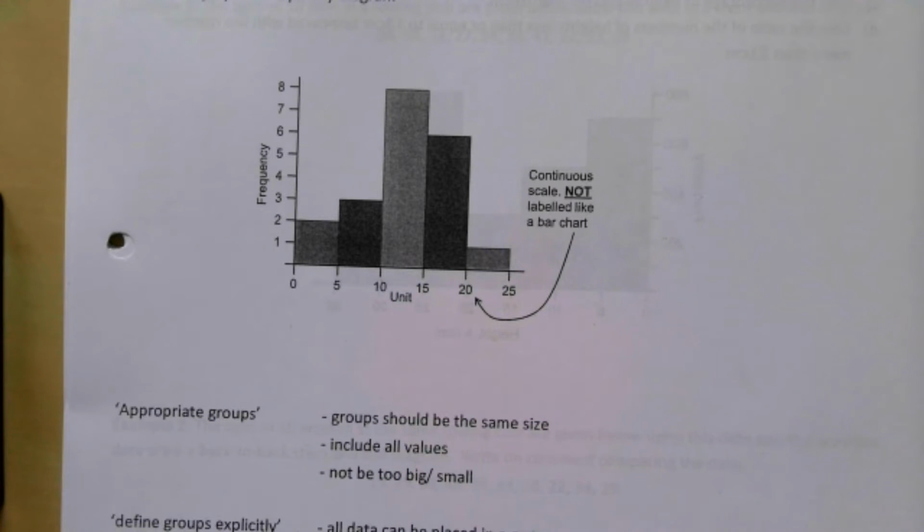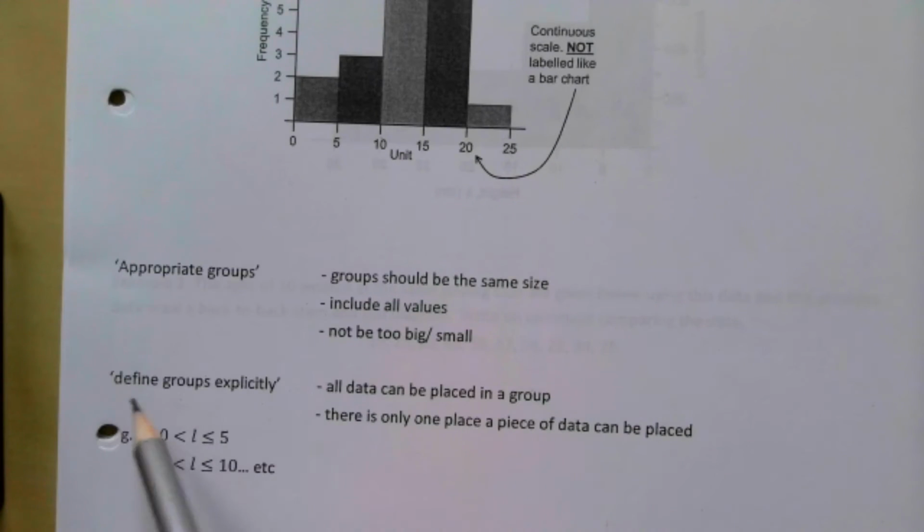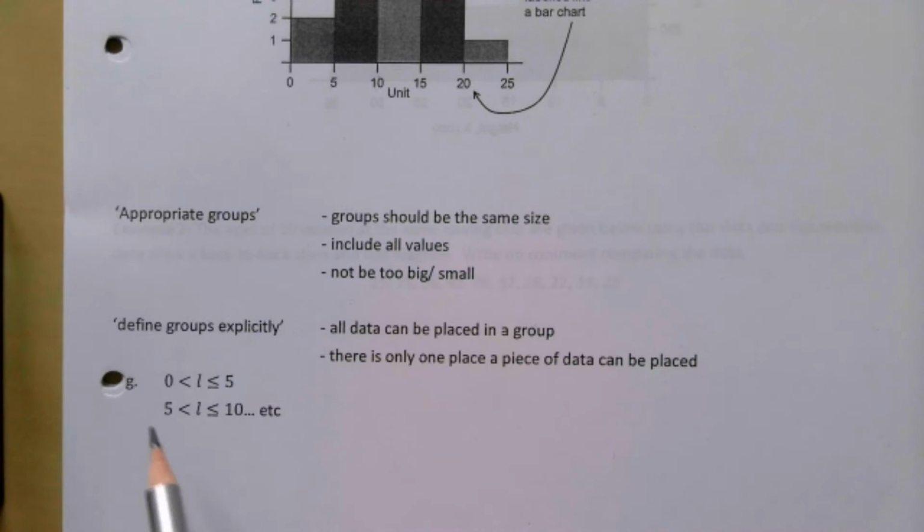Appropriate groups. Groups should be the same size, include all values, not be too big or small. Define groups explicitly. All data can be placed in a group. There is only one place a piece of data can be placed. For example, here, 0 to 5, 5 to 10, we can see 5 in this case is going to go in here.